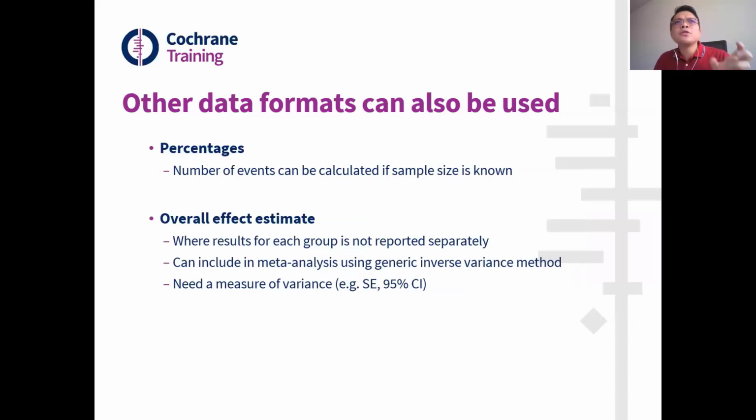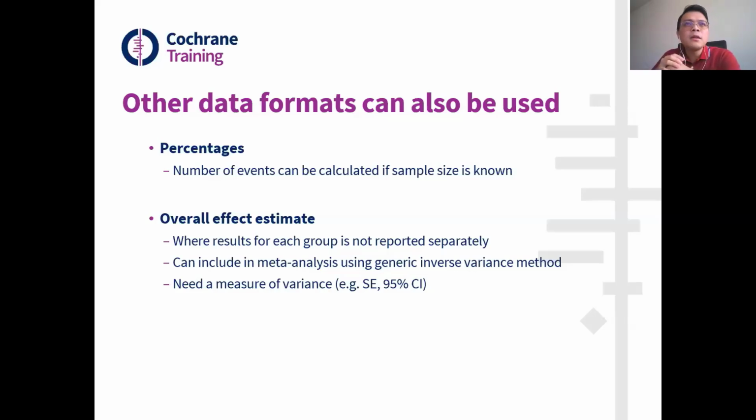If a study doesn't give us the ideal 2x2 table, it's okay. Often data is reported in other formats, but there are ways that we can use to still use them in the review. So for example, studies might report percentages of events. And if the sample size is known, then we can compute the number of events to fill our 2x2 table.